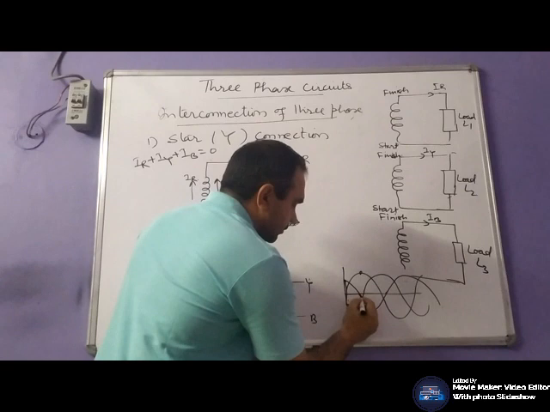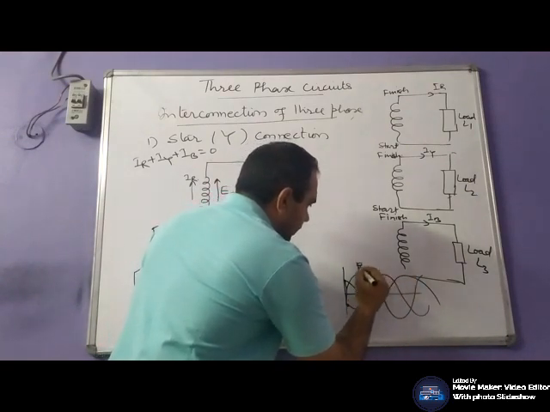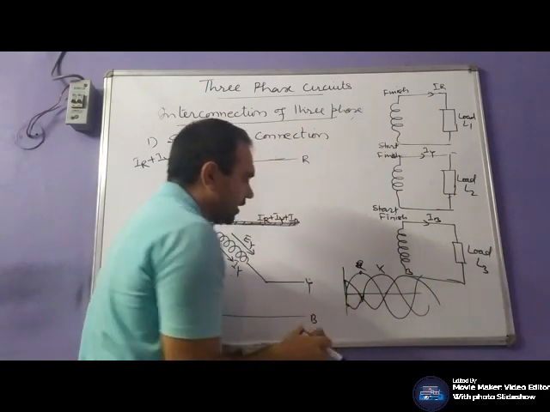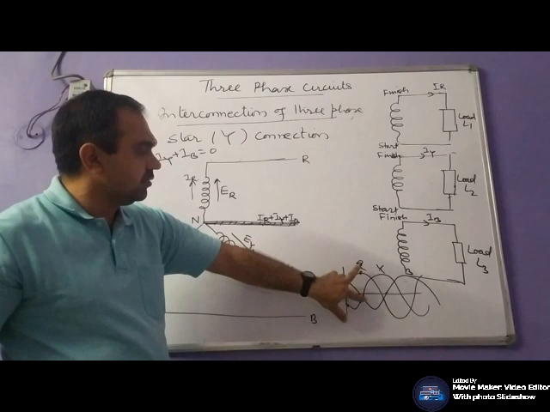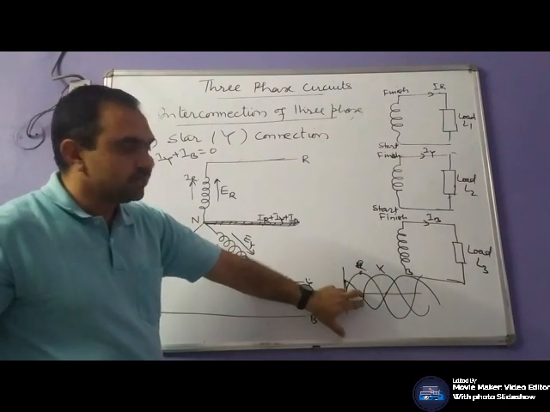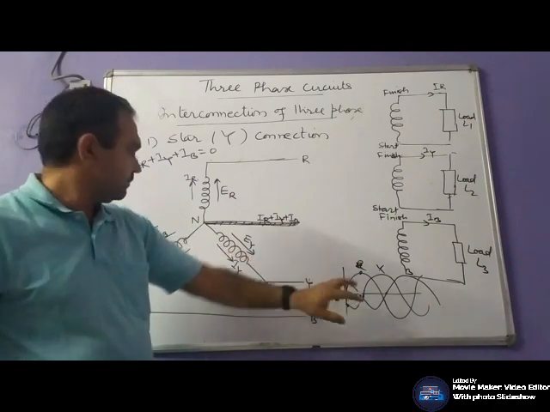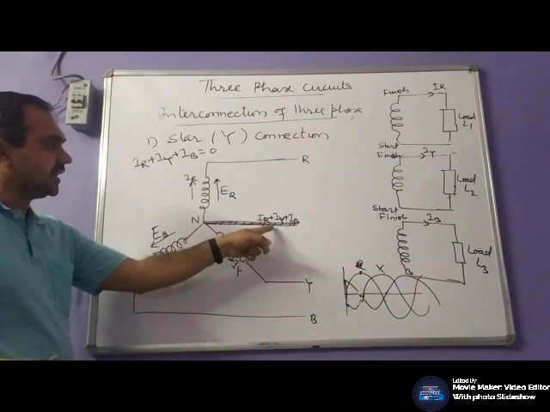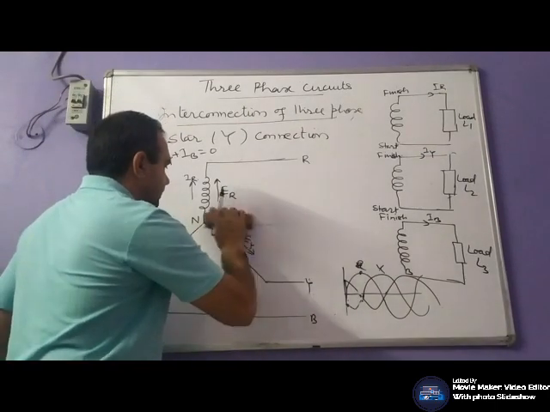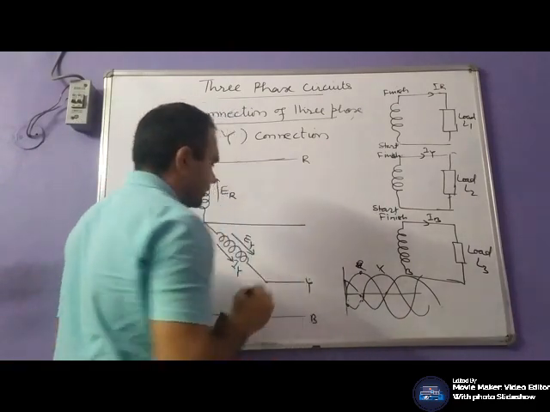Here maximum both currents, R, Y, B. Y and B are negative values, and that negative value will be equivalent to this. For example, this is 10 ampere, this would be minus 5, minus 5. The net current would be 0. That's why this IR, IY and IB sum will be 0. And this neutral can be represented by a line.